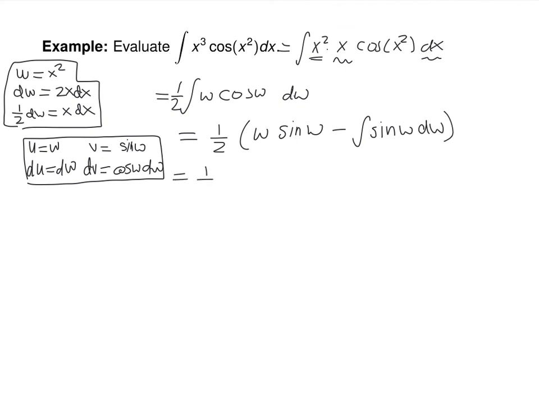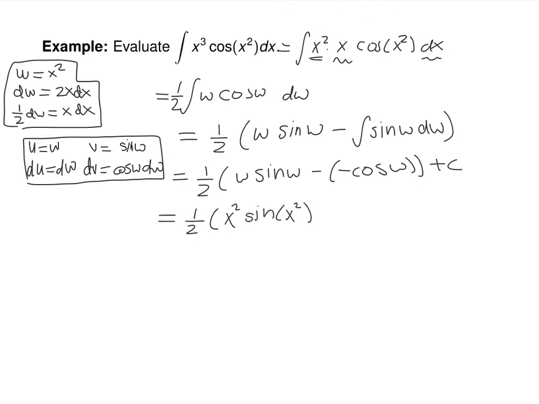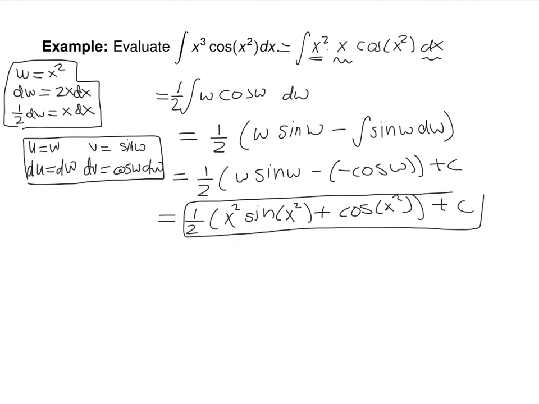All right, and that's 1/2 w sine of w. Whew, the antiderivative of sine is negative cosine. So simplify the double negative and plug back in your substitution. So your final answer is 1/2 x squared sine of x squared plus cosine of x squared, and then plus c. So that one substitution wasn't ridiculously tricky.